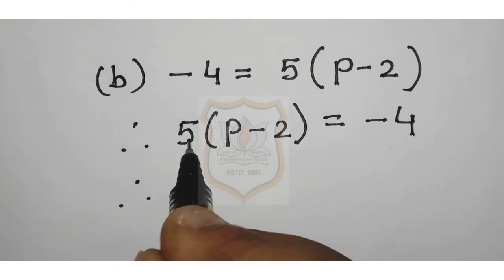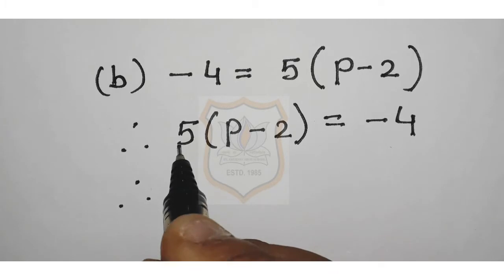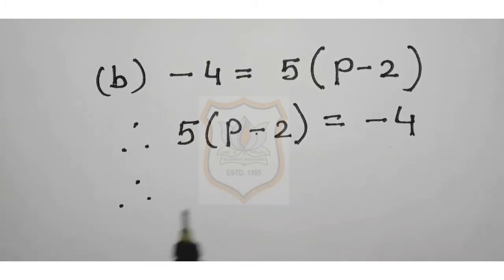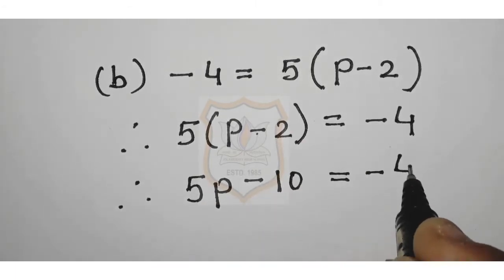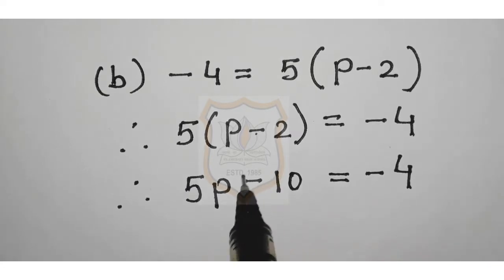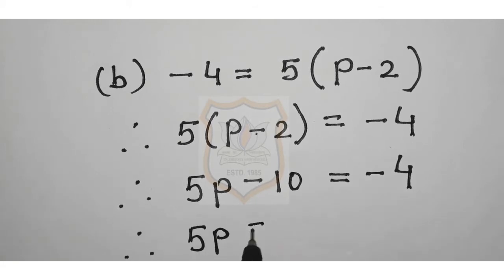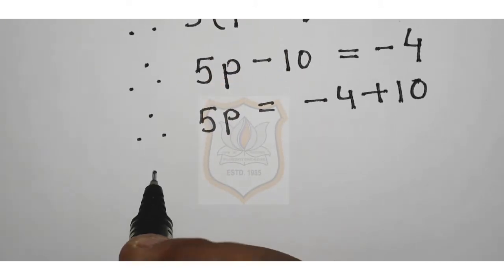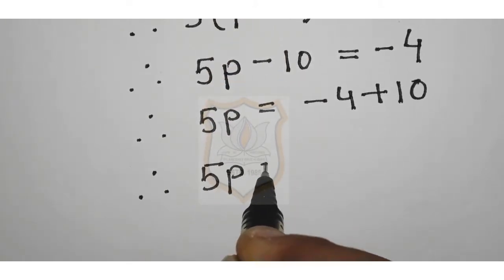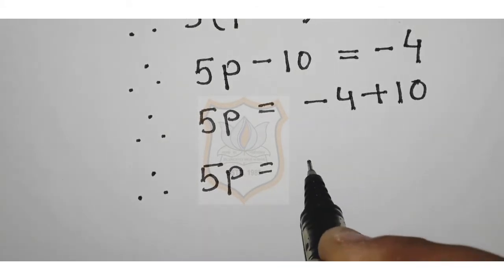Now this 5 is multiplied by p, and then this 5 is multiplied by minus 2. So 5 into p is equal to 5p, minus 5 into 2 is minus 10, equal to minus 4. Now this minus 10 will be transposed from left to right, and the sign of minus will be changed into plus. Therefore 5p is equal to minus 4 plus 10, that is equal to plus 6.